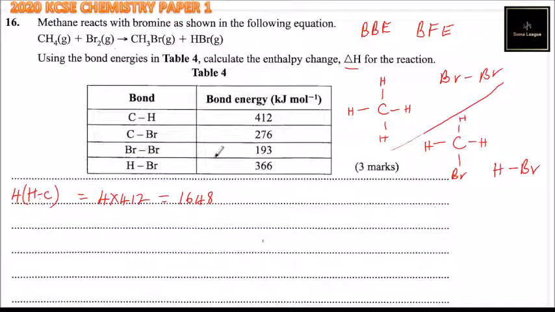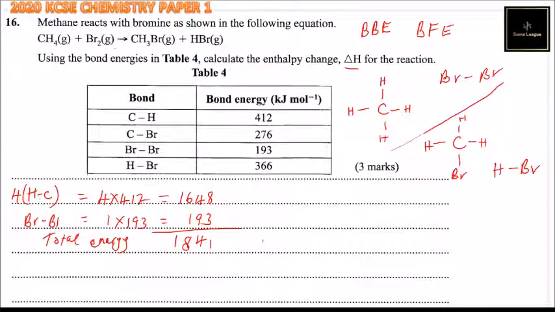Then we have the bond of bromine. The energy required is 193. It's only one bond, so it's 1 times 193, which does not change, it is 193. So that is the energy required. We say total energy: you add the two, and this will be 1841 kilojoules. What about the other?